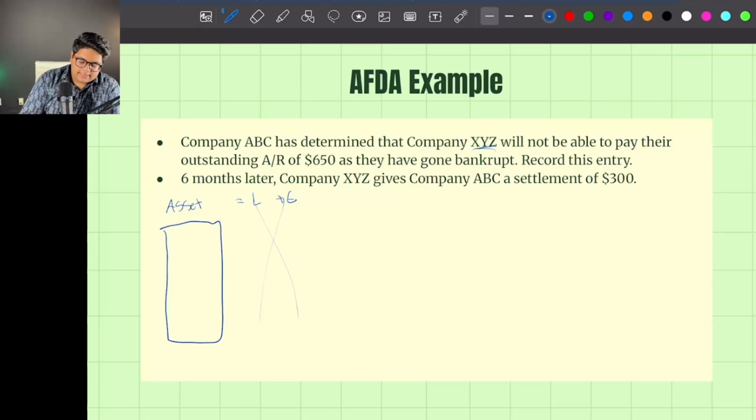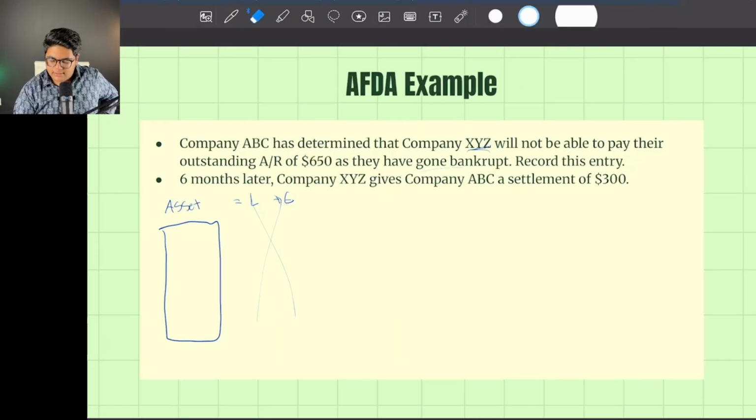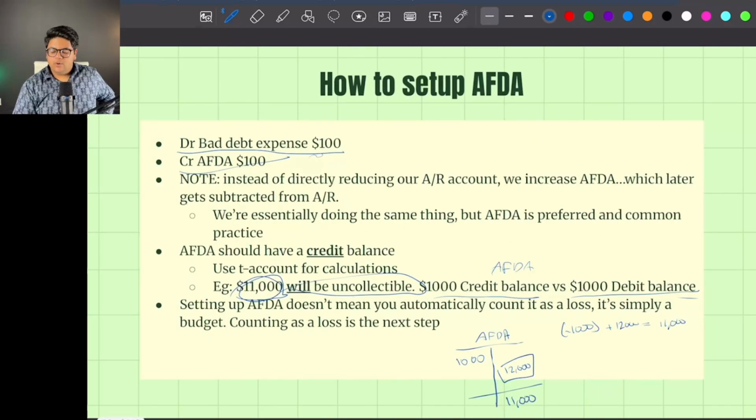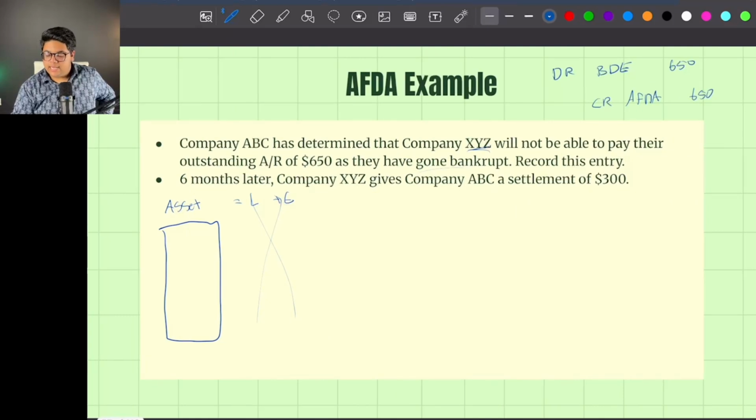Now I want you to realize this entry: debit bad debt expense, and I'm just going to abbreviate a lot of stuff, for 650, and then credit AFTA for 650. The same entry as before. When we set up the budget, this has already happened. This has nothing to do with this question just yet, or honestly at all. This has already happened. You don't need to worry about it. Your AFTA account already has $650 worth of credit balance.